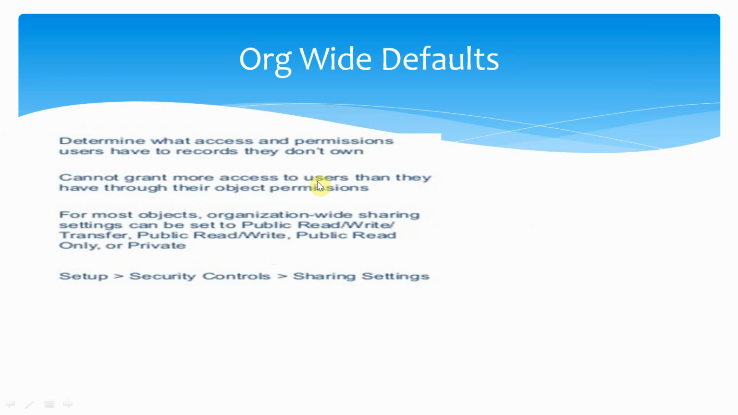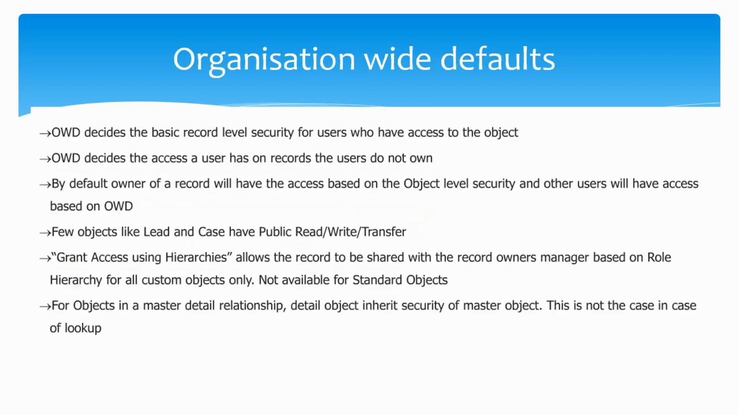Who is the owner of a record? Anybody who creates a record or is assigned as the owner of a record is the owner of the record. So you cannot grant users more access than they have through their object permission. For most objects, OWD settings are public read write, public read only, and private.